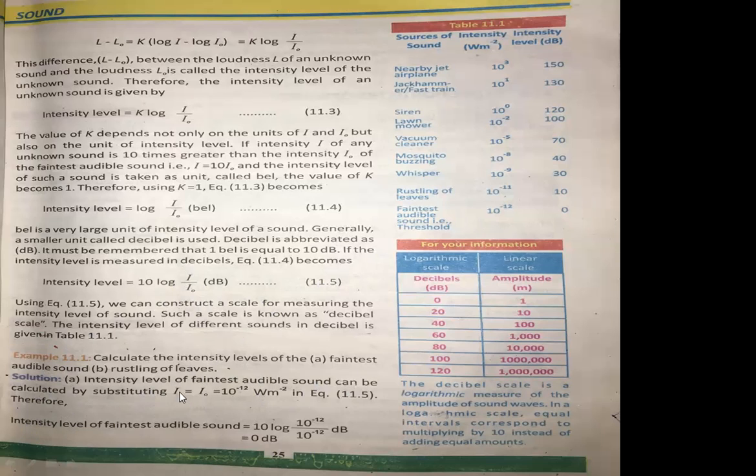Okay, for the faintest audible sound, substitute I equal to I naught, which is 10 to the minus 12 watt per square meter, in equation 11.5. The intensity level of the faintest audible sound is 10 log I over I naught. So I am putting 10 to the power minus 12 on the top and 10 to the power minus 12 at the bottom. The 10 to the power minus 12 cancels, so here 1 will come.